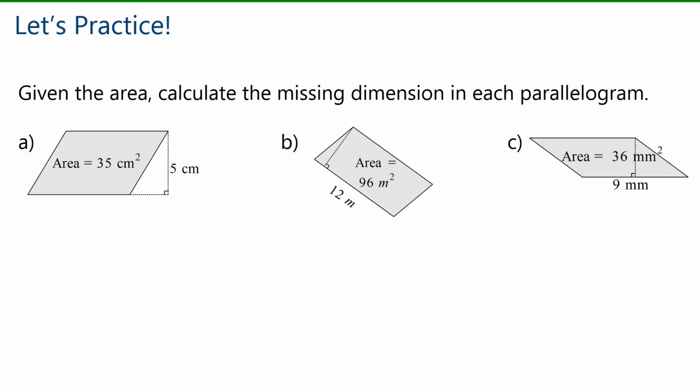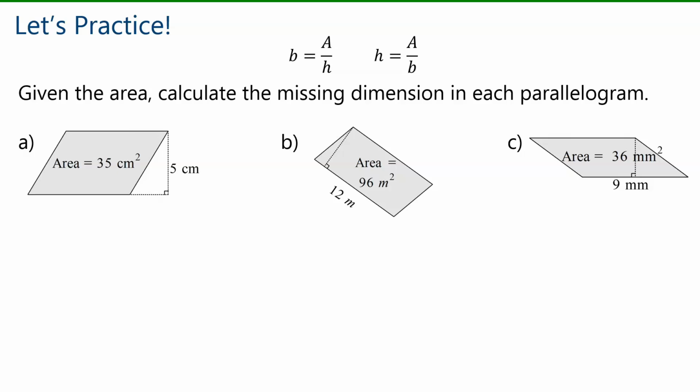Now in the next question, we're going to be working backwards. You're going to be given the area and you have to calculate the missing dimension, either the base or the height. So since area is normally base times height, working backwards to find the base, I'm going to divide the area by the height. Or if I'm looking for the height, I'm going to divide the area by the base. So whatever dimension you're looking for, always divide the area by the dimension that you're given.